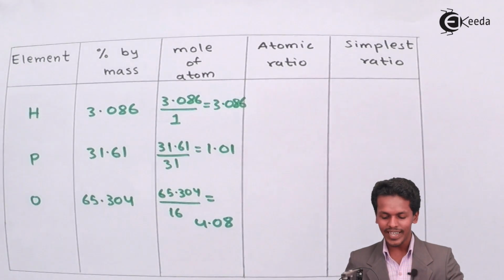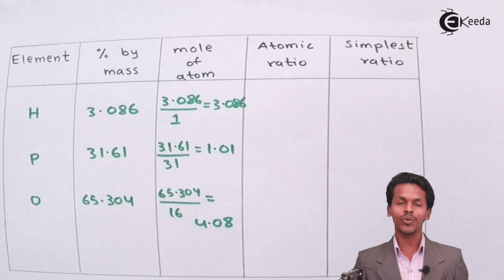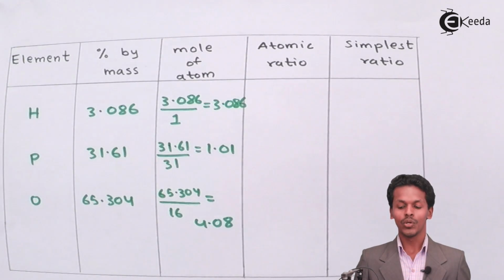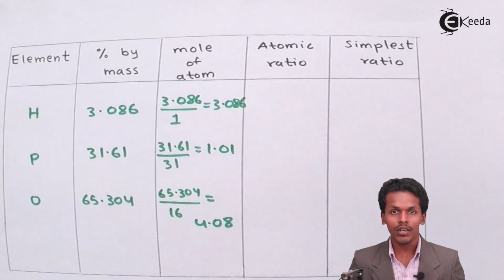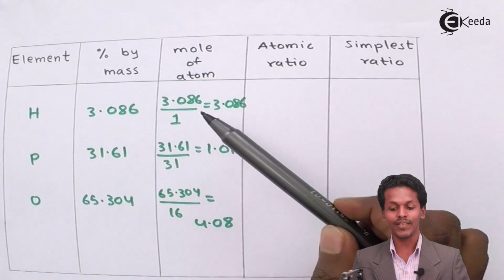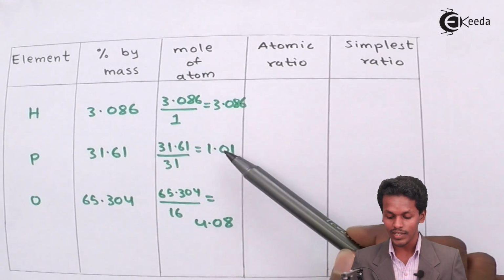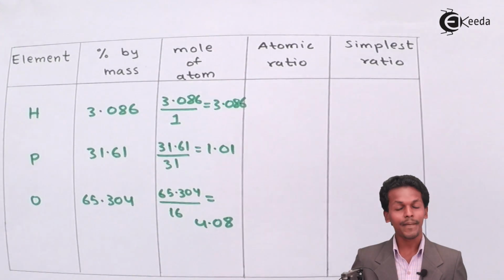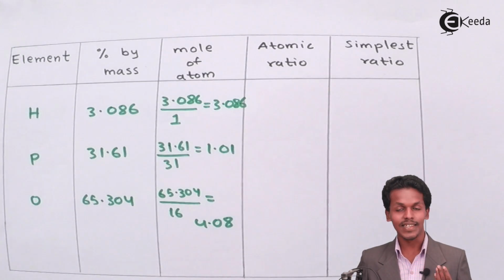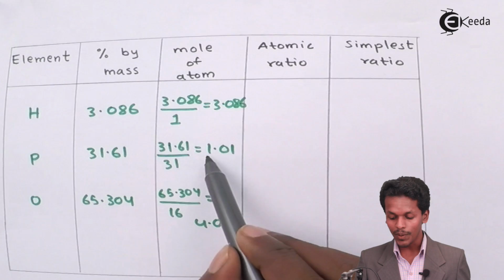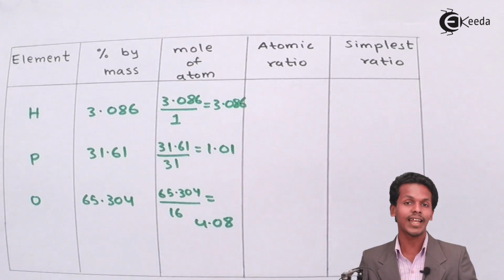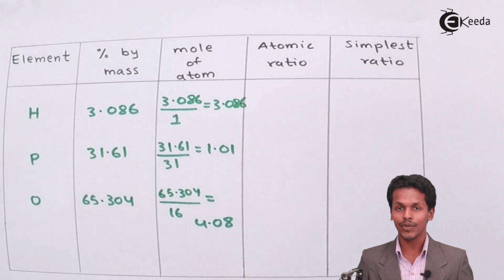So these are the moles that we have calculated, and now what we are going to do is calculate the atomic ratio. How can we calculate the atomic ratio? The rest of the part we could ignore, and the thing that we should consider the most is the values 3.086, 1.01 and 4.08. So what is the smallest number among these? Yes, the smallest number is 1.01. So we are going to divide each one by this smallest number. Let us see what answer we get.